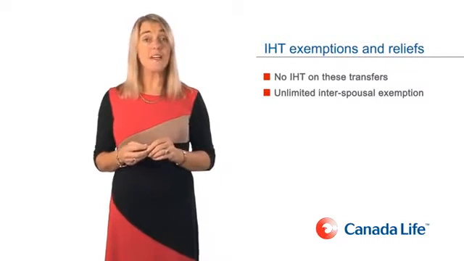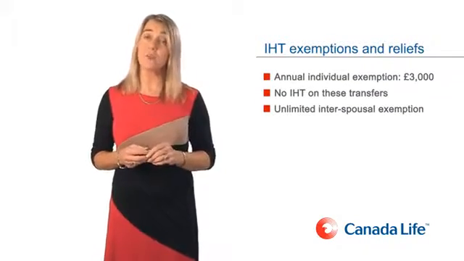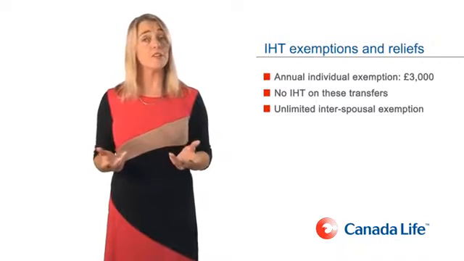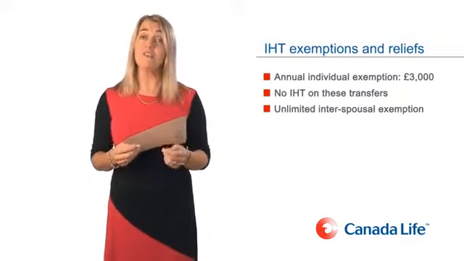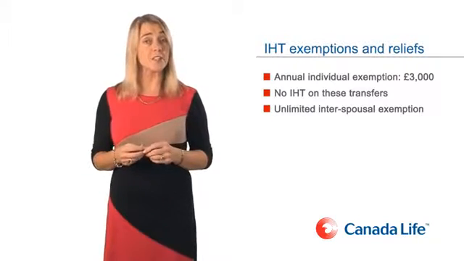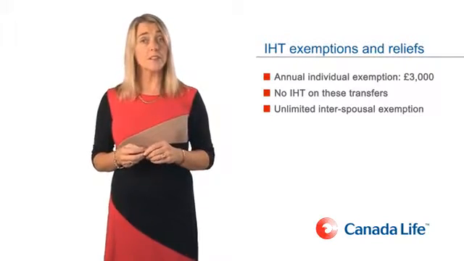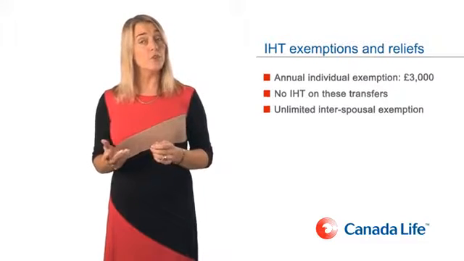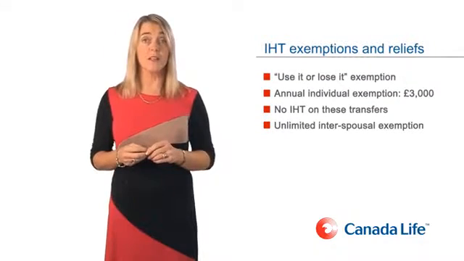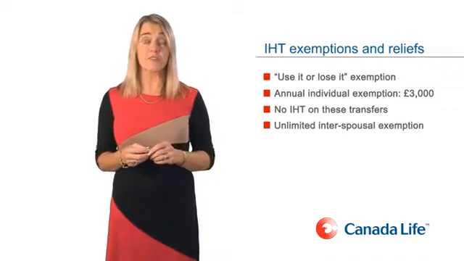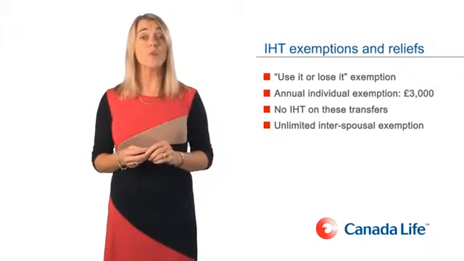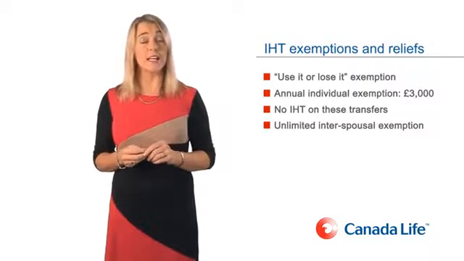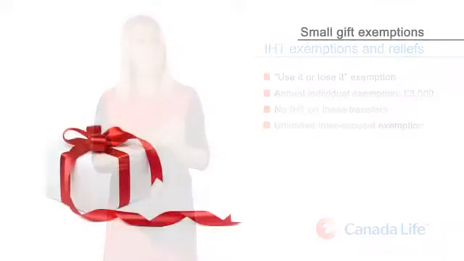Every individual has an annual exemption of £3,000. It's not much, but it does reduce the inheritance tax liability, and it can remove these gifts from the 7-year clock. However, it is more or less a use it or lose it exemption, as you need to use the current year's first, and then if you have any of last year's exemption available, you can use it, but you can't go back more than 1 year.